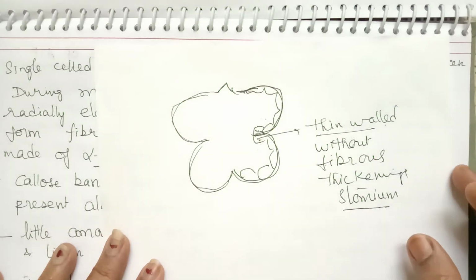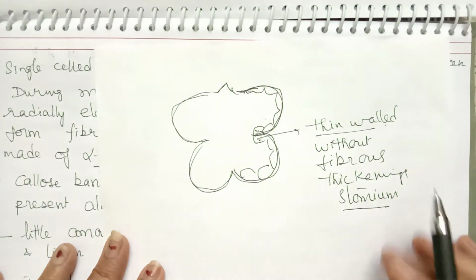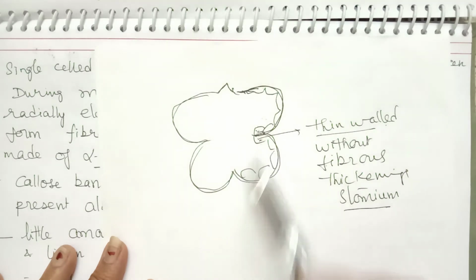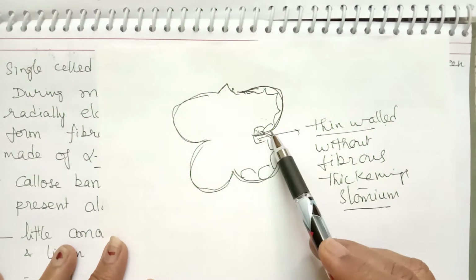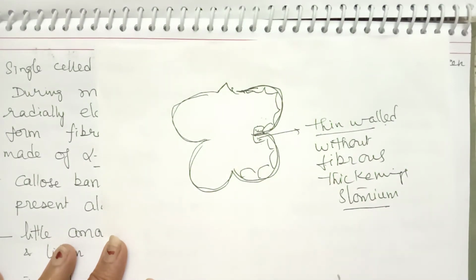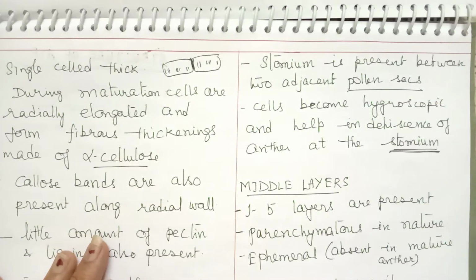Stomium helps in dehiscence. At the point of stomium, the anther breaks open to liberate the pollen grains. They are thin-walled cells, and because of fibrous thickenings, they are hygroscopic also. Endothecial cells are hygroscopic. That means they can absorb or lose water. When they lose water, the cells become very dry and they start breaking. Breaking takes place at the point of stomium. So at this point, the anther wall breaks at maturity and releases all the pollen grains. That is the function of stomium, which is a part of endothecium.